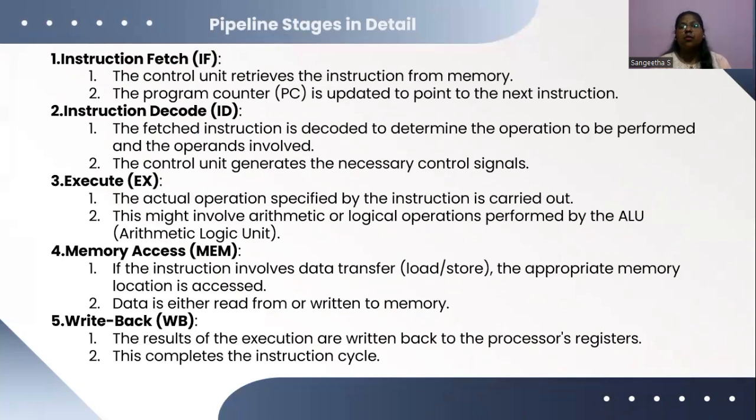Pipelining stages in detail. What does the fetch instruction do? The control unit retrieves the instruction and the program counter is updated. Decode means the fetched instruction is decoded to determine the operation to be performed. Execute executes the given instruction. Memory involves data transfer. Load or store, the appropriate memory location is accessed. Write back, the results of the execution are written back to the processor's register. This completes the instruction cycle.